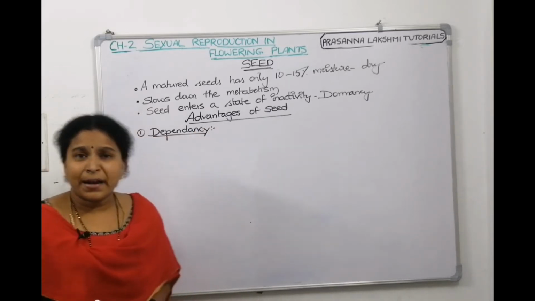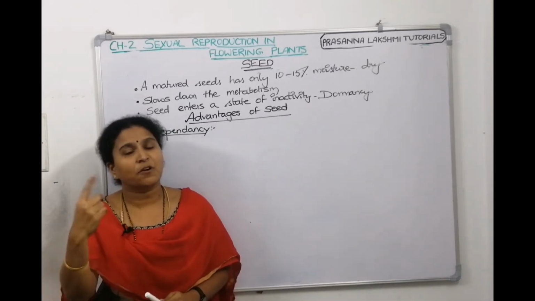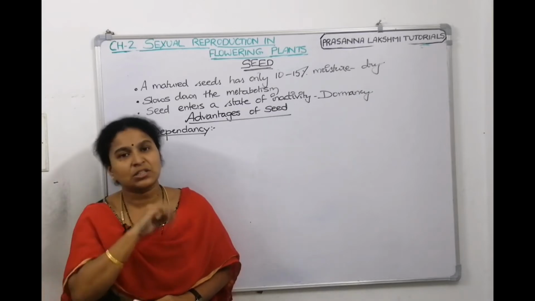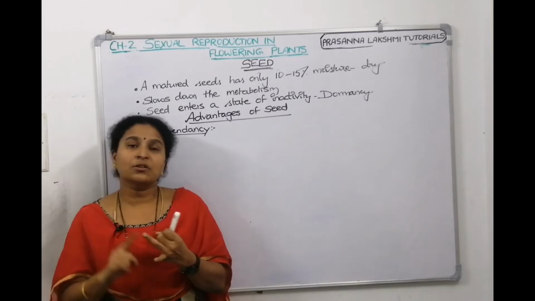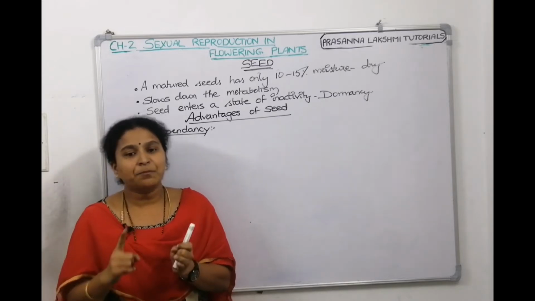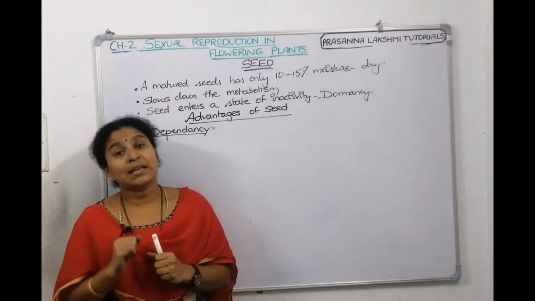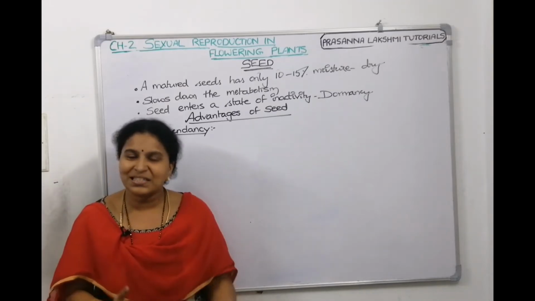Dependency. In bryophytes and pteridophytes, water is the medium for transfer of the gametes. But gymnosperms and angiosperms are terrestrial plants. Since they are terrestrial plants, for pollination and fertilization, they are water independent. Since they are not depending on water, then what are they depending on? On seed they are depending.